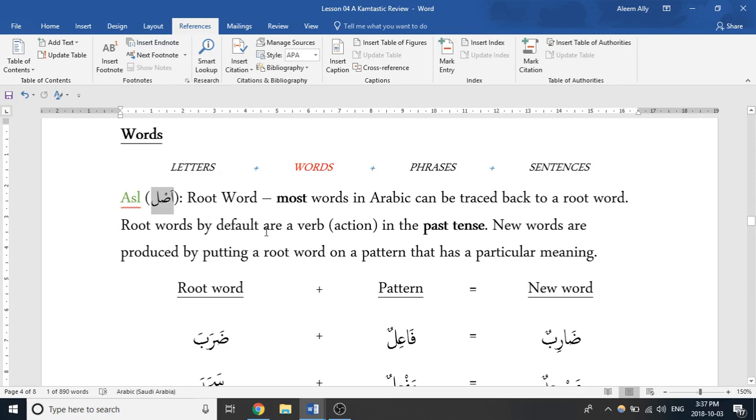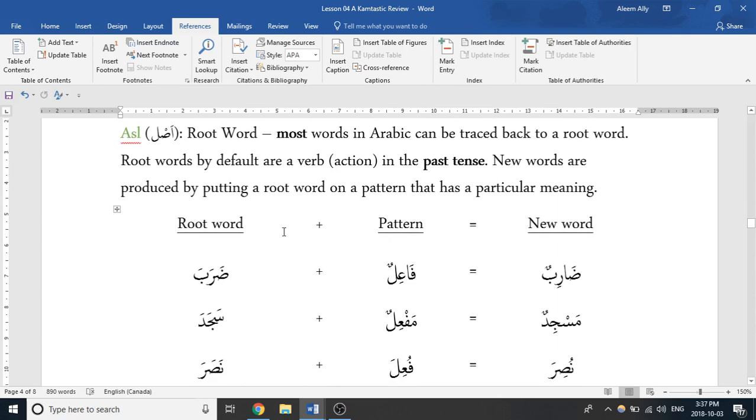And by default, a root word is a verb in the past tense, right? And a verb is an action. So he ran, he walked, he talked, he ate, all these things. Those would be your root words that you're dealing with. And then from there you could begin to produce other words, right? And what happens is that all you have to do is take a root word, put it on a specific pattern that has a meaning, and then it will produce a new word with that meaning, right?